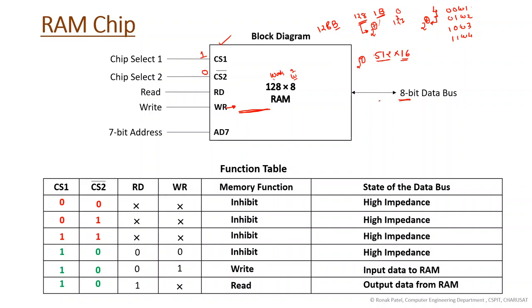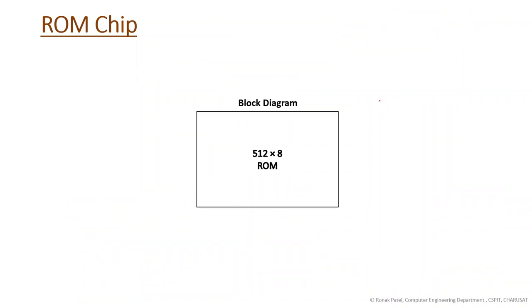Okay, this is a RAM chip. Next is your ROM chip. This ROM chip is 512x8. This is the address. ROM is read only memory, you can just read from it. So it's unidirectional, you can just read data from ROM. So there is an 8-bit data bus and a 9-bit address line, 2 raised to 9.